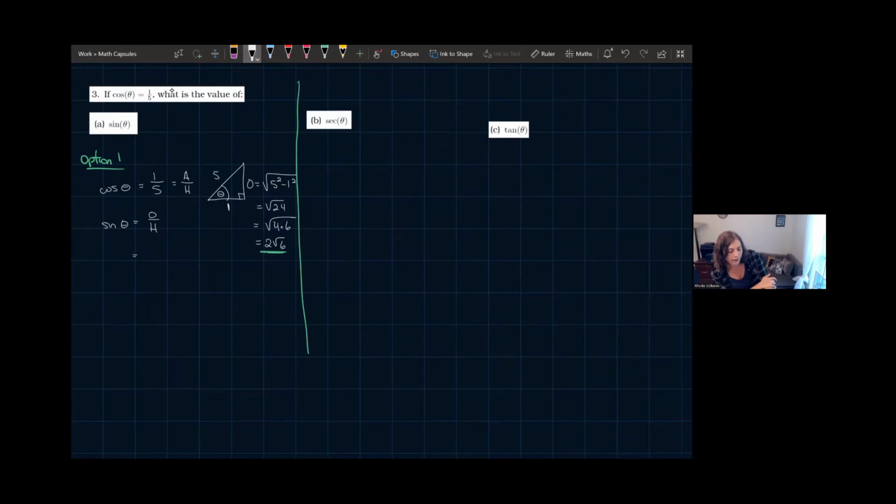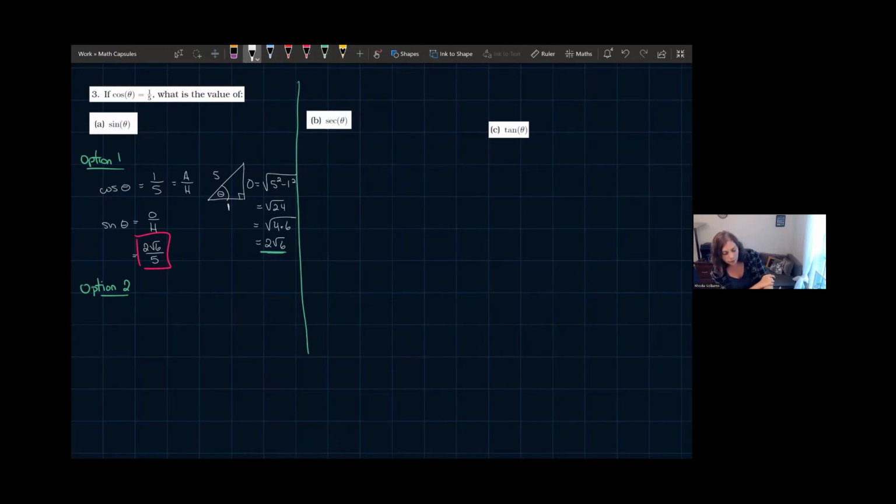Now sine is O over H, O is 2 root 6, and H is 5. So now I have the value of sine. That's one way to do it. And that method will be quite important when you get to Cal 2.